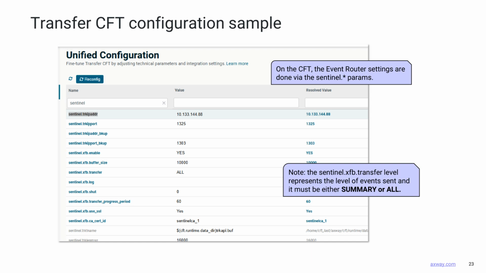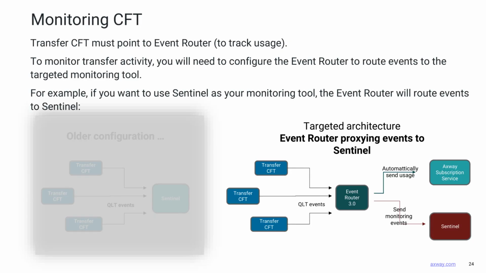TransferCFT can send monitoring events to event router using the Sentinel settings. So you need to point to event router host and port and configure the SSL settings. You must make sure that you send transfer-related events with the level at least summary. To monitor transfer activity, you will need to configure the event router to route events to the targeted monitoring tool. For example, if you want to use Sentinel as your monitoring tool, you must use the event router to proxy the information, as TransferCFT cannot send monitoring events to both the event router or Sentinel.